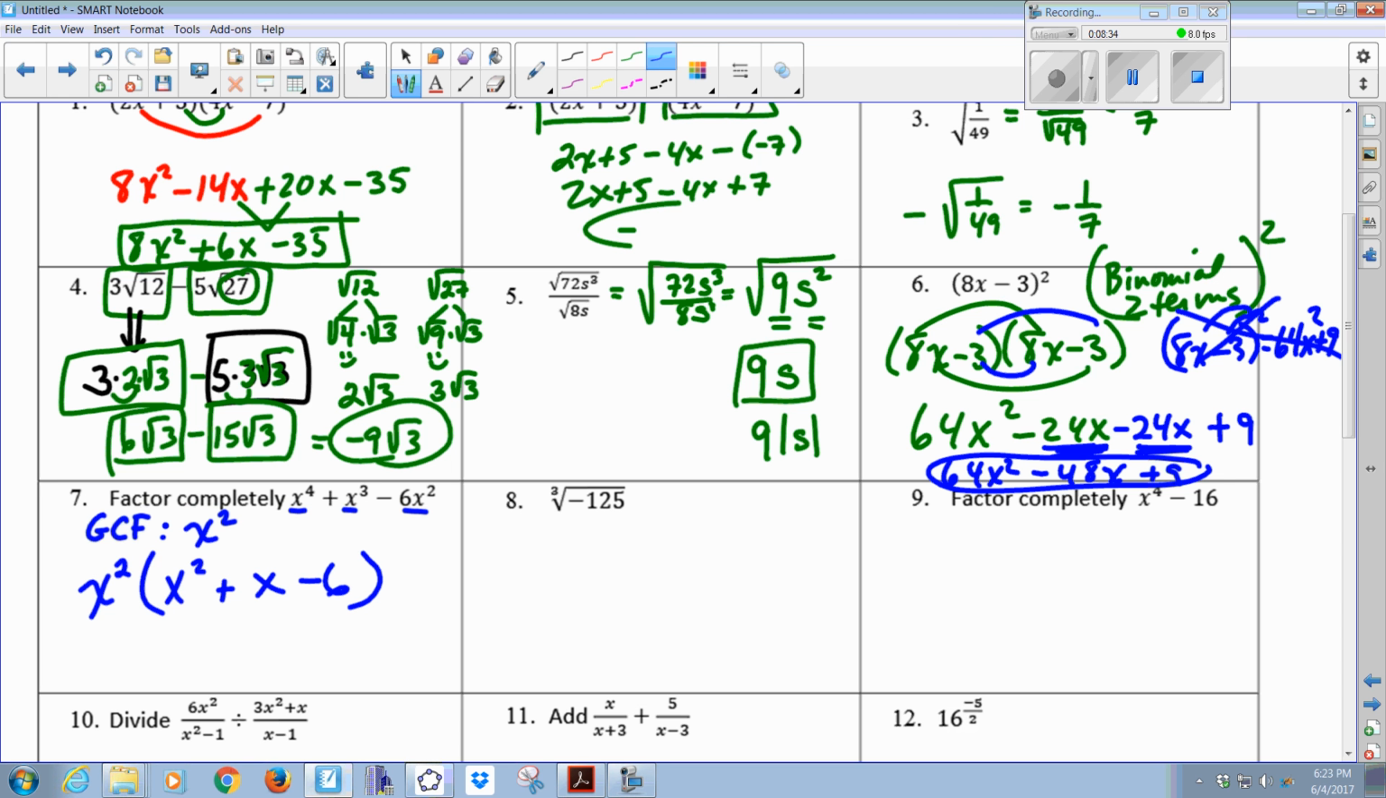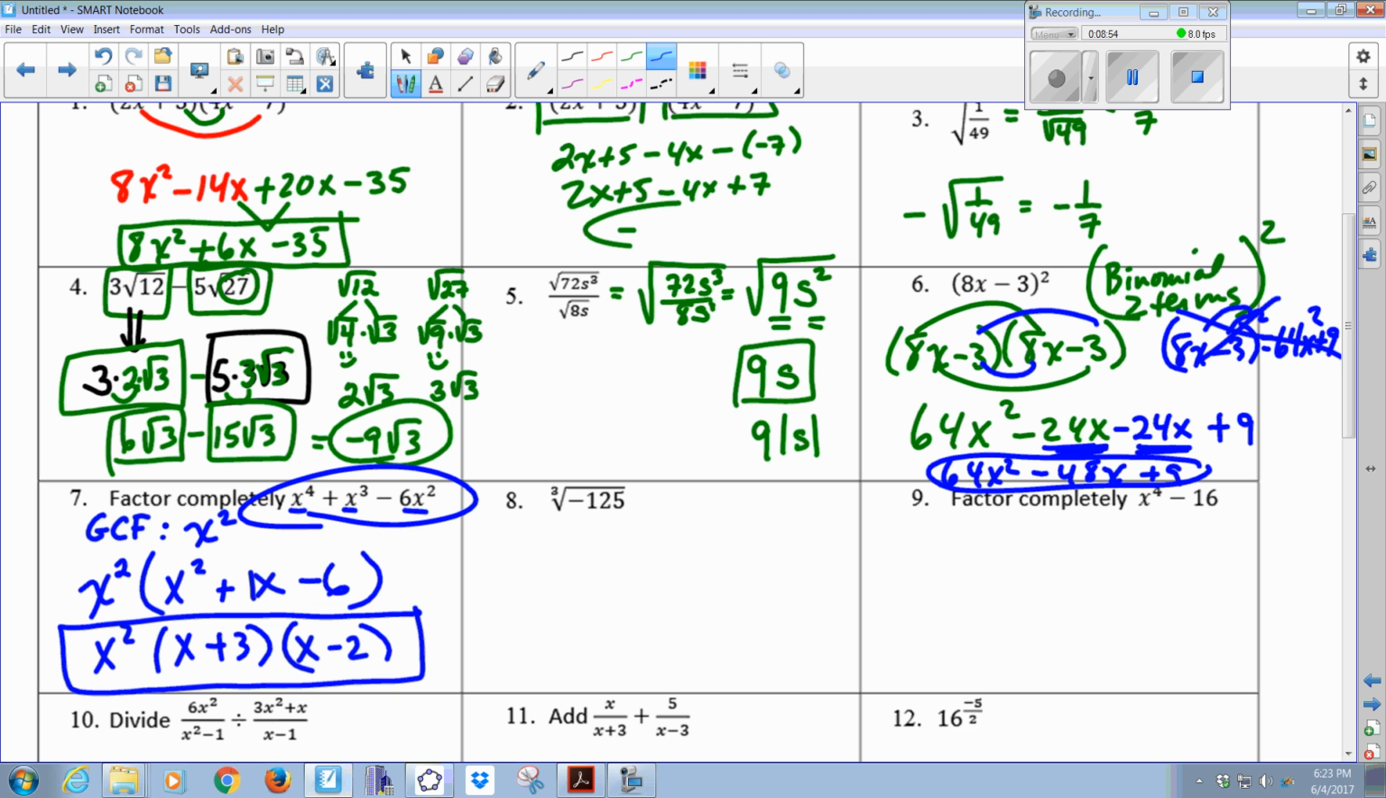minus 6. So this is now factored, but it's not completely factored, because we now can write this second factor, x squared plus 1x minus 6, as 2 more factors, x plus 3 and x minus 2. So this expression is now completely factored.